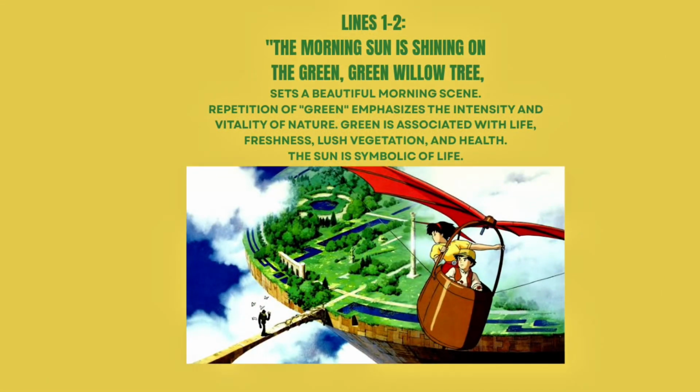Line 1 and 2. The morning sun is shining on the green willow tree. Line 1 and 2 set the scene. It's a beautiful morning and the poet is reflecting on the beauty of this morning. The repetition of the word green reinforces the beauty of nature and emphasizes the intensity of the green color of the willow tree. Green is a color that is associated with life.